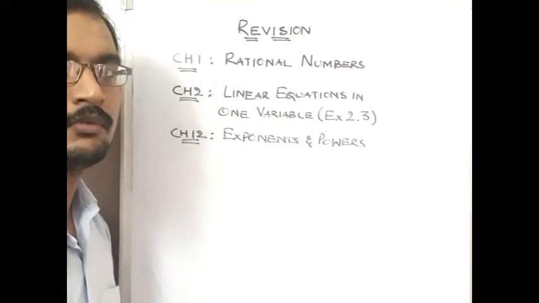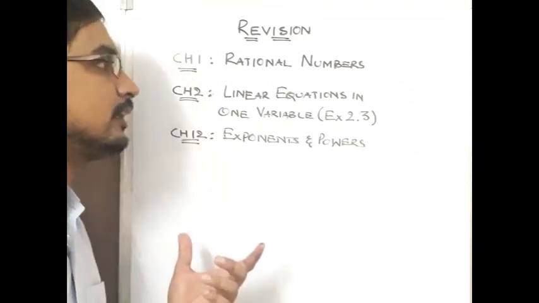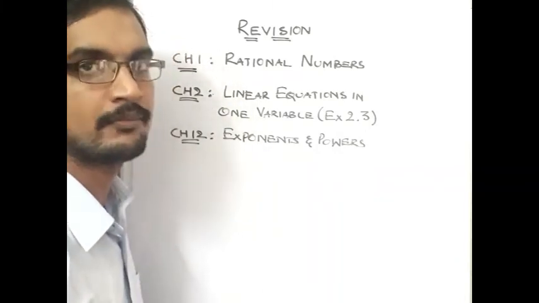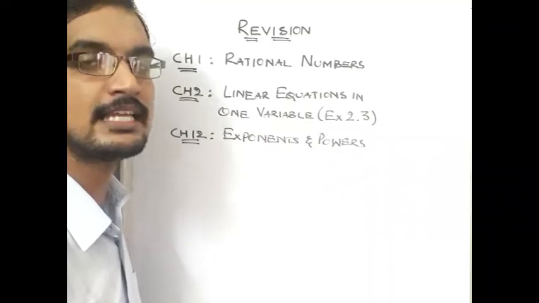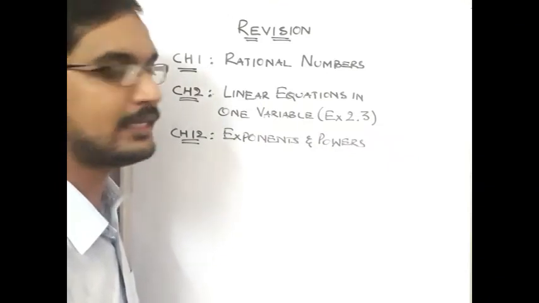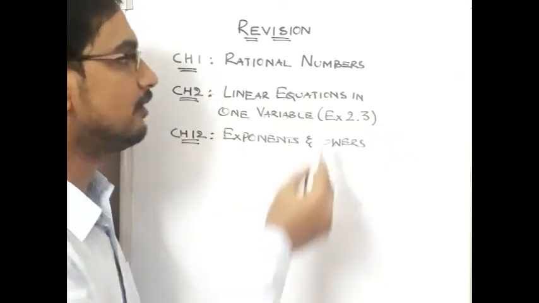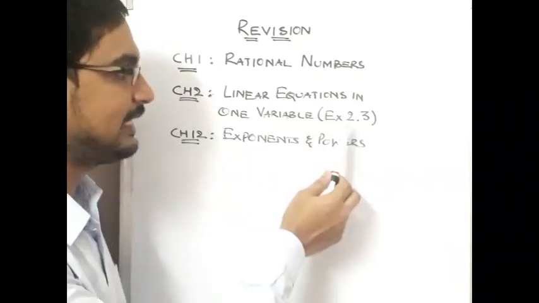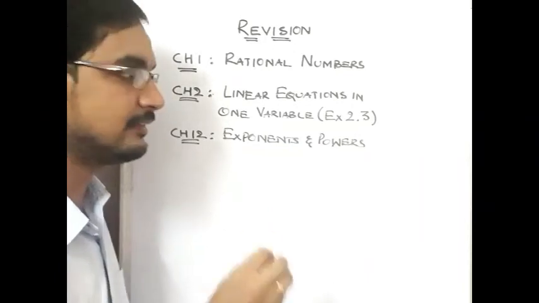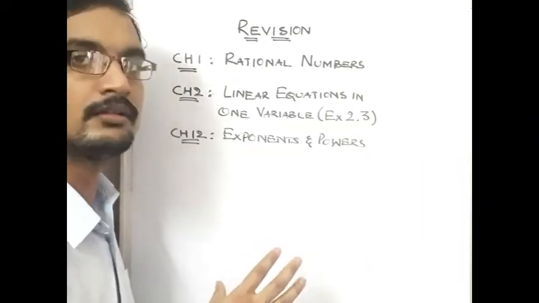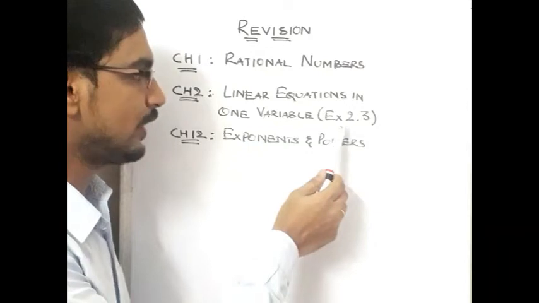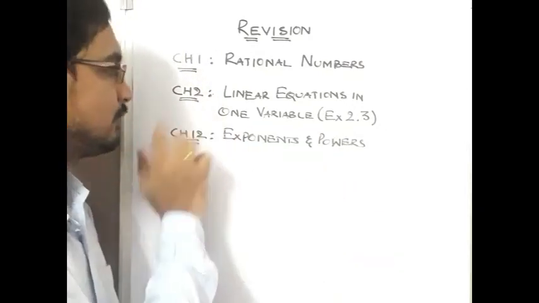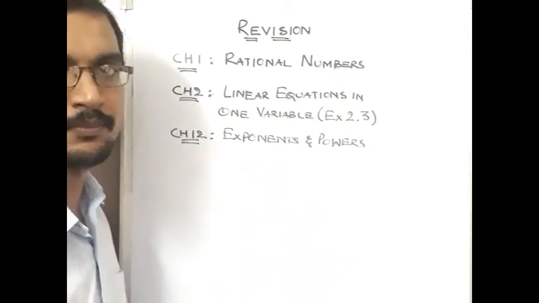Very good morning, children. Today we are going to start our revision for the topics which we have discussed so far, and this is going to be the syllabus for tomorrow's assessment. That is chapter 1, rational numbers, and chapter 2, linear equations in one variable. We dealt up to exercise 2.3, and till then, okay, we will discuss later. So exercise 2.3 of chapter 2 is the syllabus from chapter 2, and lastly exponents and powers.